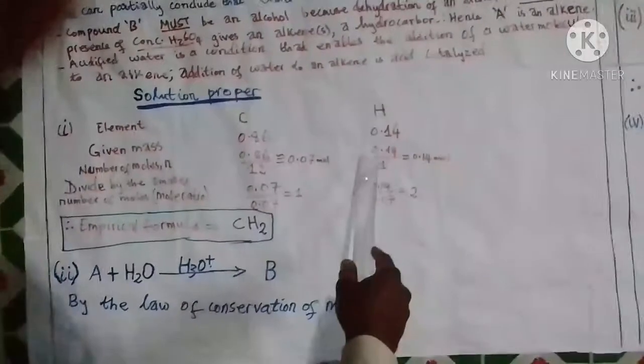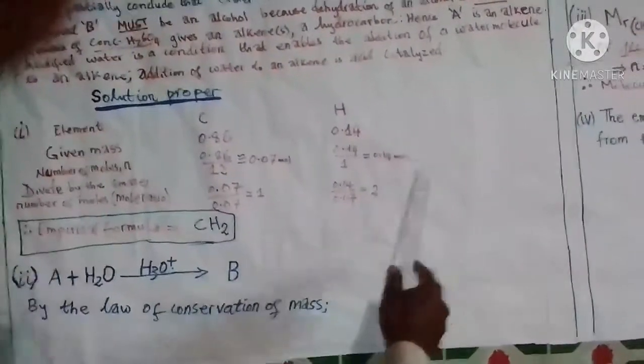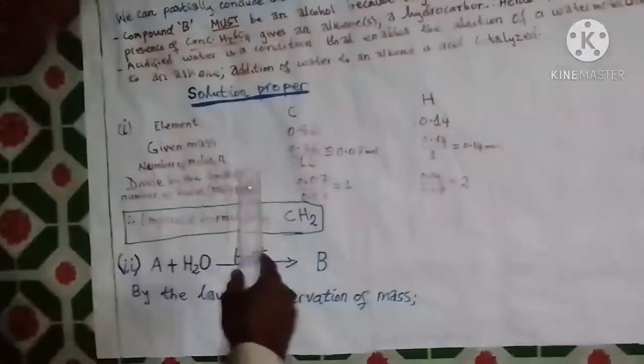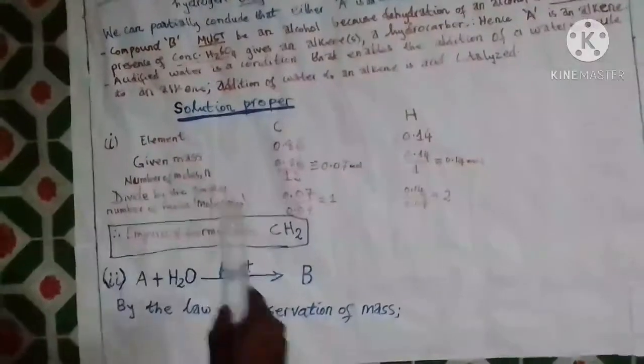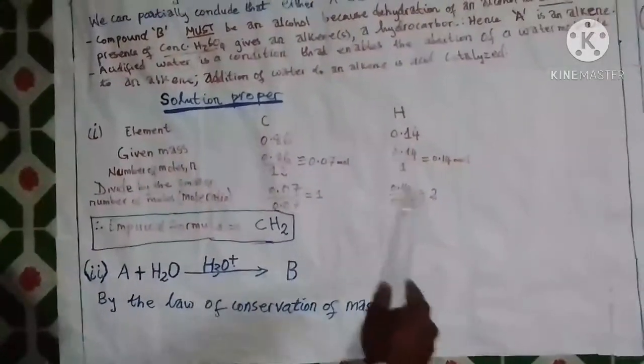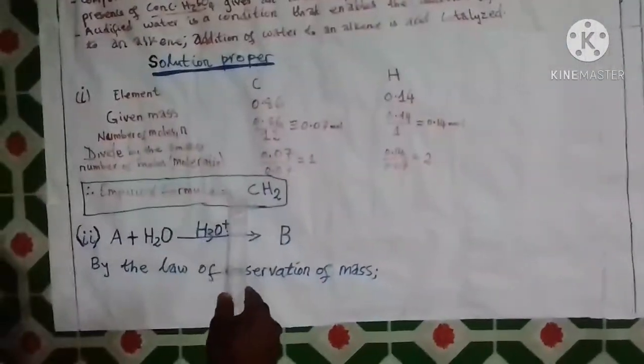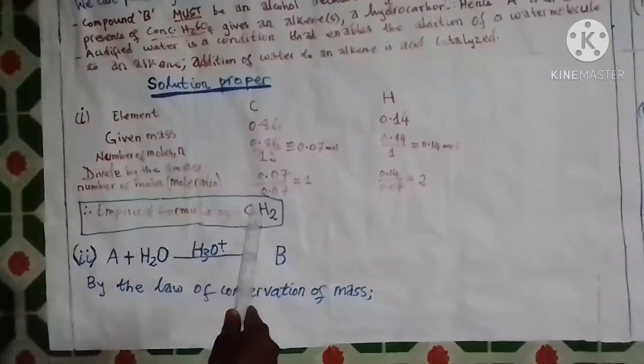And for hydrogen, we have 0.14 divided by 1. This is equal to 0.14 mole. Now divide by the smaller number of moles so as to calculate the mole ratio. And for carbon, we have 1. For hydrogen, we have 2. Therefore, the empirical formula is equal to CH2.